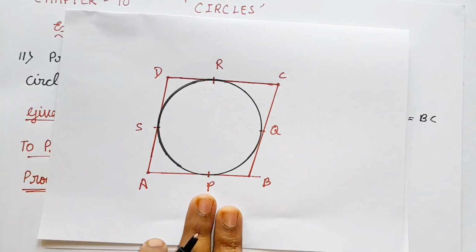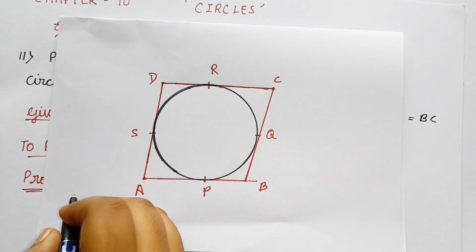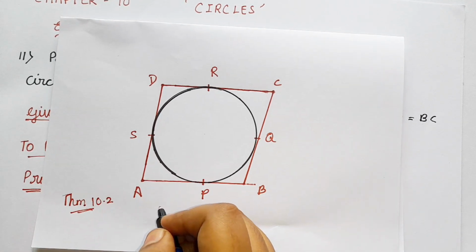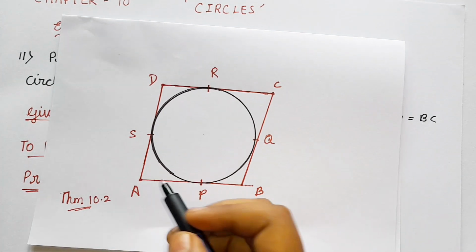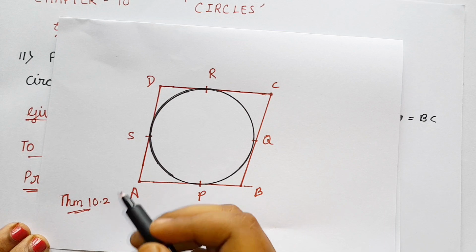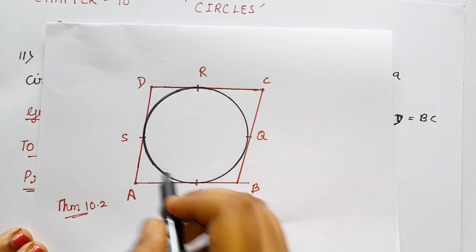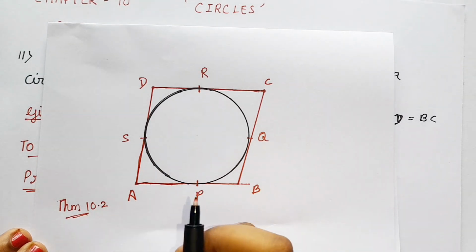When you just look at this figure, we can actually apply theorem 10.2, isn't it? How? What is the meaning of theorem 10.2? The lengths of the tangents drawn from an external point to a circle are equal. So you can see here, these are the external points, and the tangent lengths from them are equal. Why? Because these are tangents. And this is theorem 10.2.